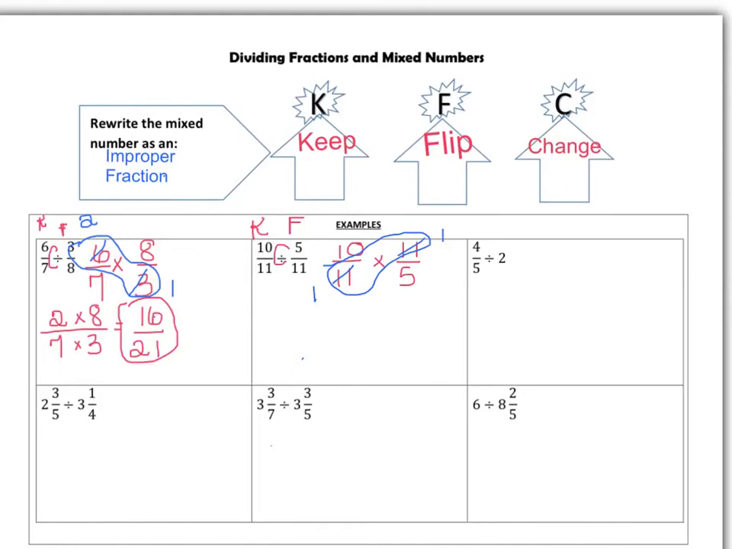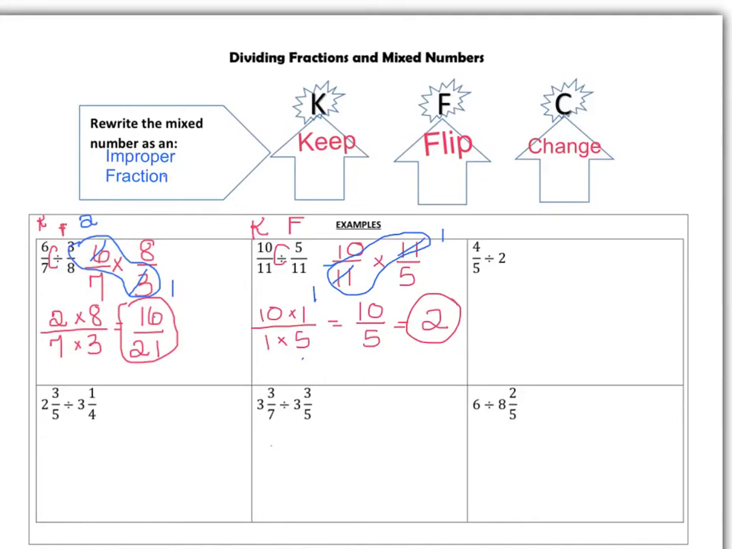So across the top we have 10 times 1. Across the bottom we have 1 times 5. And we end up with 10/5, which actually reduces to 2. Great work. All right, a few more examples to look at.